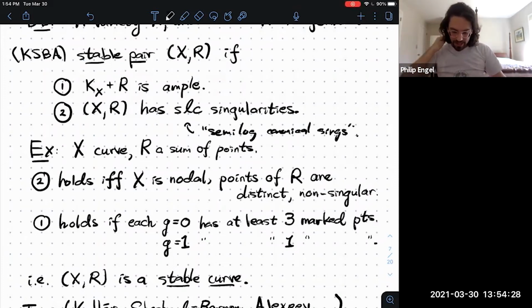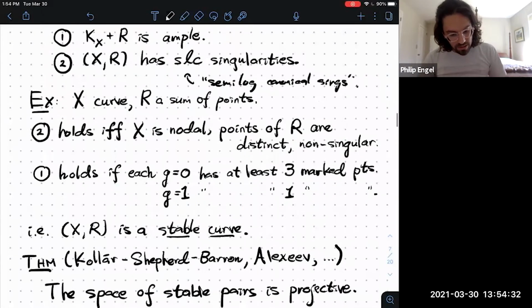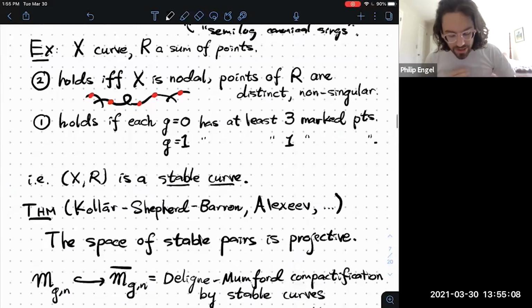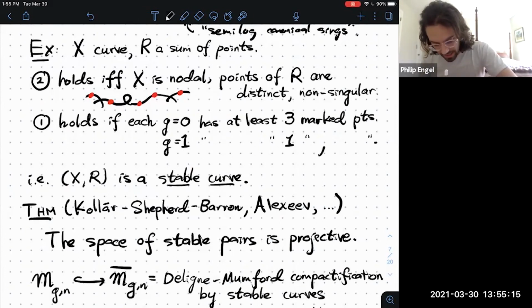So I'm not going to give a definition of that, but I will give an example. In the simple case where X is a curve and R is a sum of points, this pair (X, R) has SLC singularities if and only if X is a nodal curve, first of all, just simple nodes, and the points of R have to be distinct nonsingular points. That's this SLC singularities condition of the pair. The second condition, that K_X + R is ample, just encodes the fact that each genus 0 curve has at least 3 marked points, and each genus 1 curve has at least 1 marked point, with nodes counting, as usual.